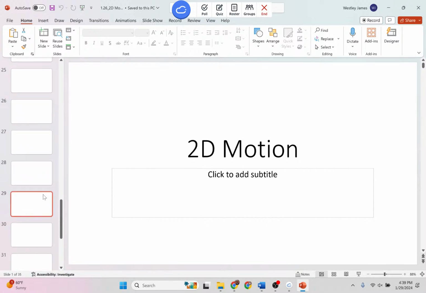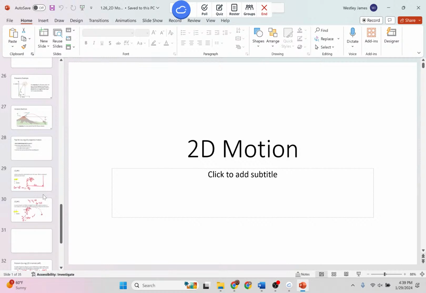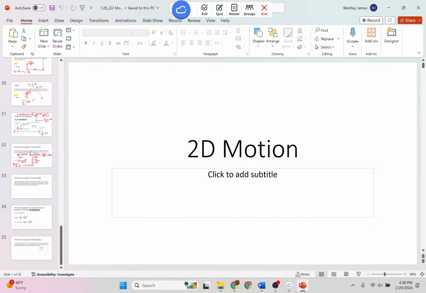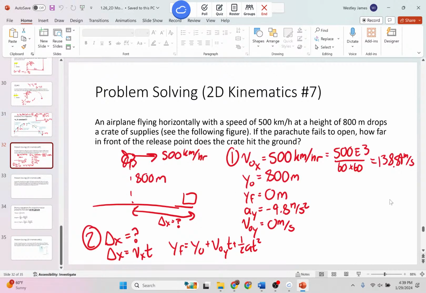But yeah, 2D motion, y'all. Projectile motion. Make certain you can do projectile motion. I'm going to finish up a problem today, but these are kind of critical problems. So, we ended last class with this plane that was going horizontally. It dropped something at 800 meters, and we're basically trying to figure out how far the thing travels.